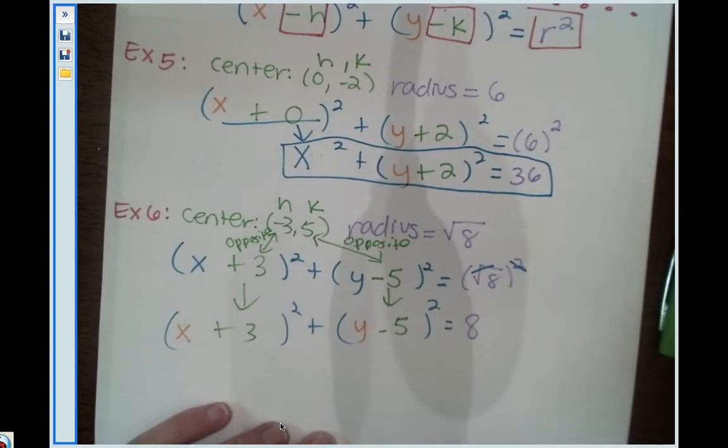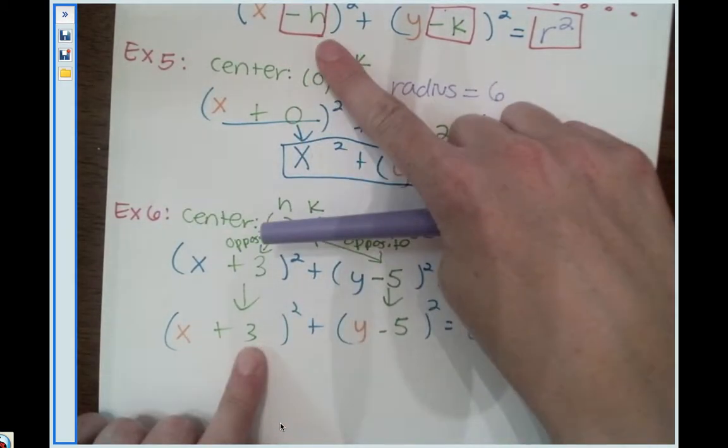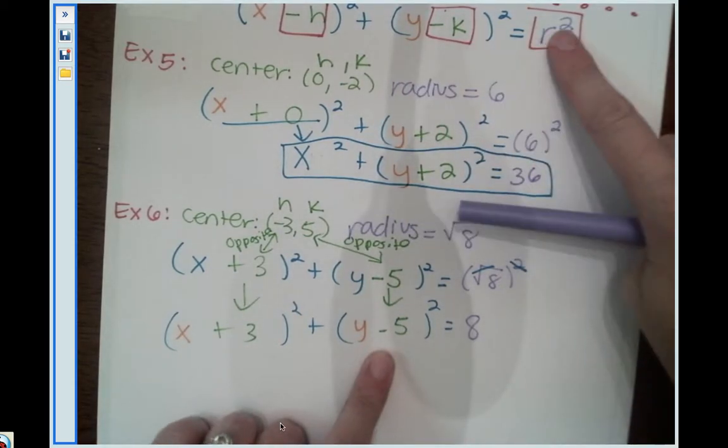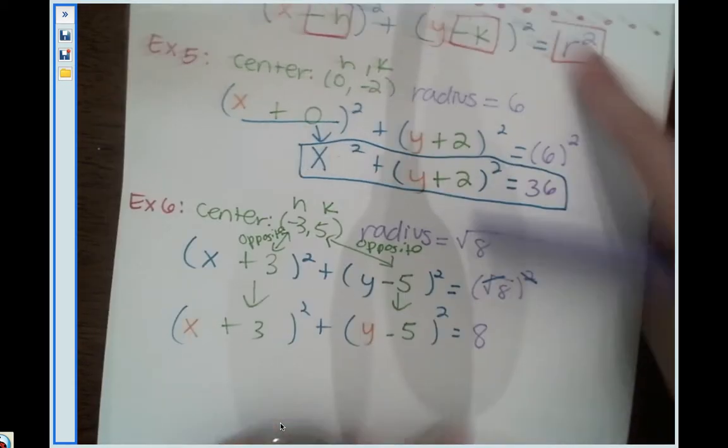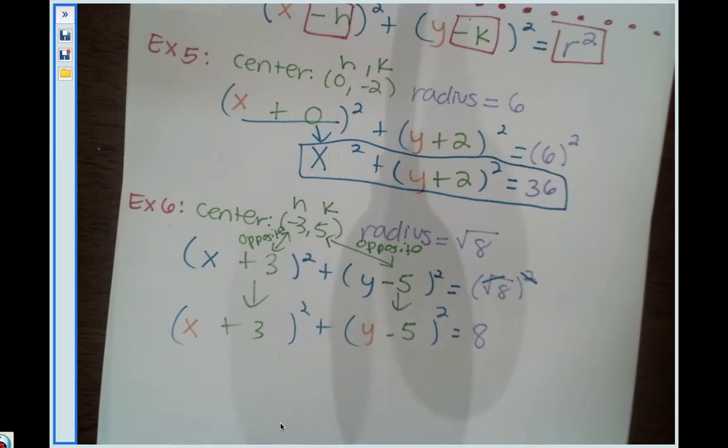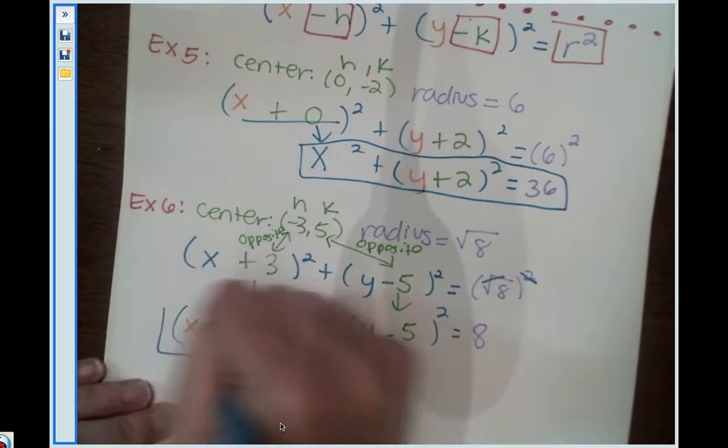And guess what, you guys? Since I have values for my h filled in, my k filled in, and my radius squared, I have built my circle equation in standard form, which means we are done with this problem.